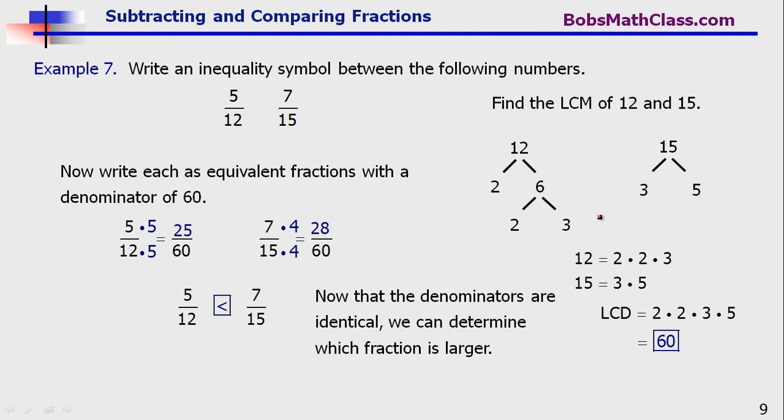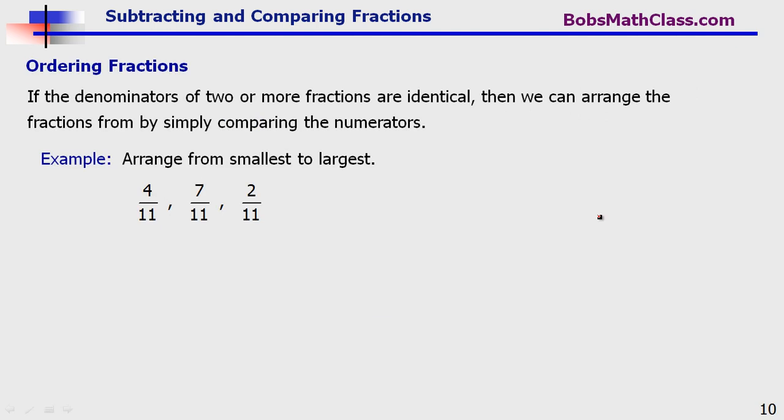Okay, let's move on. Ordering fractions. If the denominators of 2 or more fractions are identical, then we could arrange the fractions by simply comparing the numerators. Arrange from smallest to largest. So we're going to just put them in order, going by the numerators, as long as the denominators are the same. The one with the smallest numerator goes first, and the one with the largest numerator goes last.